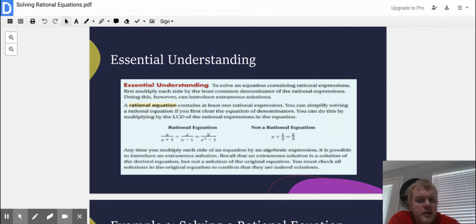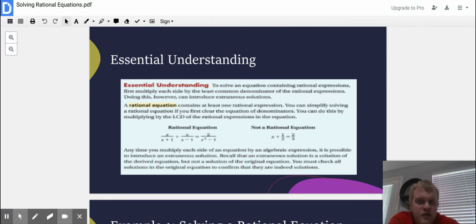So anytime you multiply each side of an equation by an algebraic expression, it is possible to introduce an extraneous solution. So recall that an extraneous solution is a solution of the derived equation, but not a solution of the original equation. You must check all solutions in the original equation to confirm that they are indeed solutions. So again, that's the main thing you have to check for these here: you have to go back, plug in your answers to see if they work out.